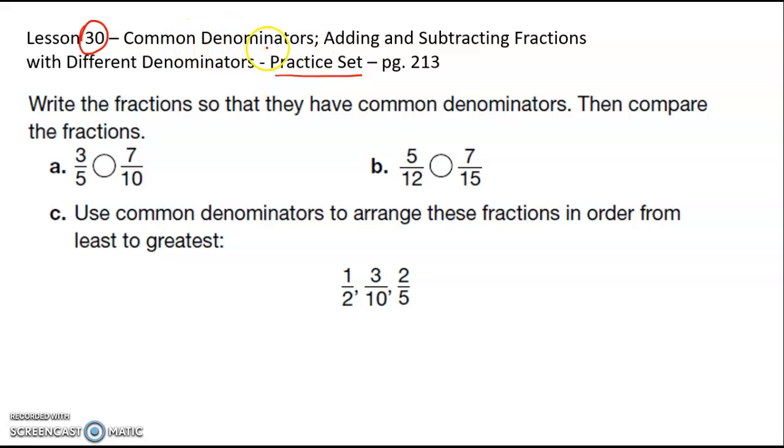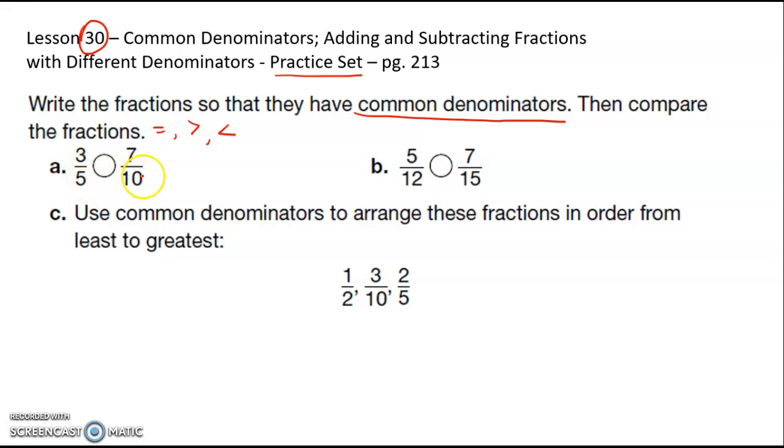We're going to be doing common denominators, adding and subtracting fractions with different denominators. So write the fractions so they have common denominators, and then compare the fractions. So this first set, A, 3/5 is either equal to, greater than, or less than 7/10. We can't compare them now because they don't have a common denominator.